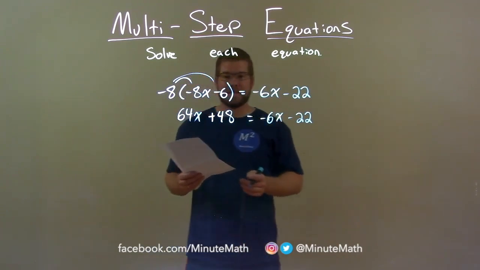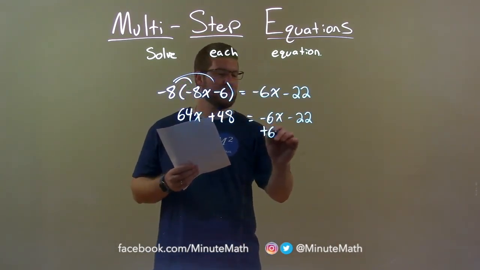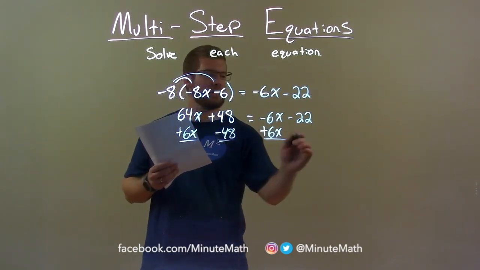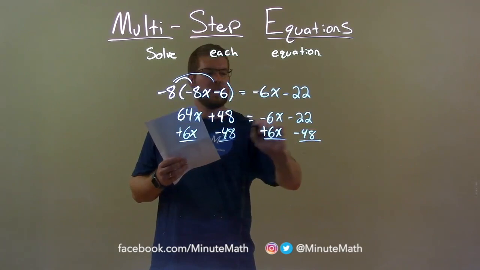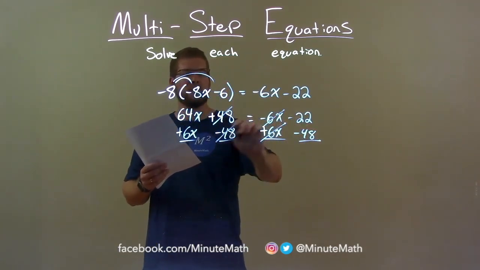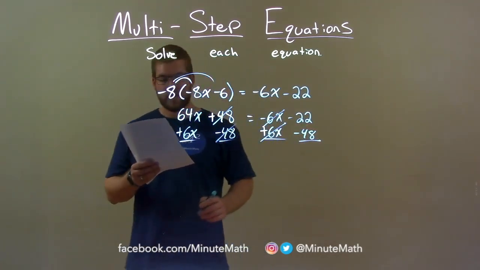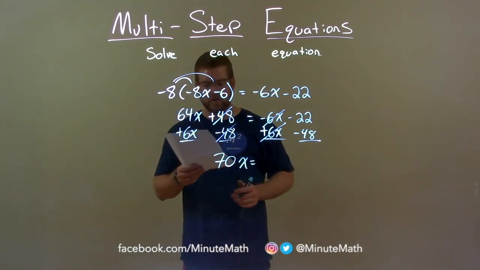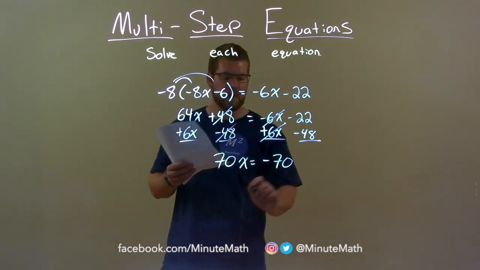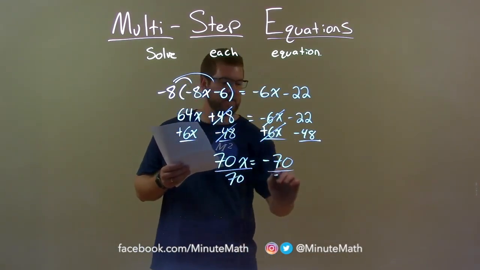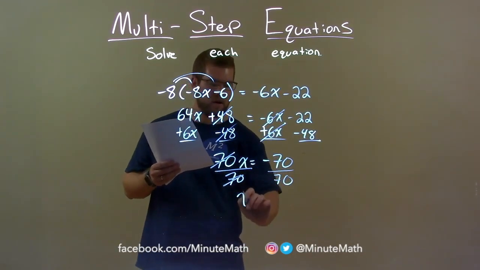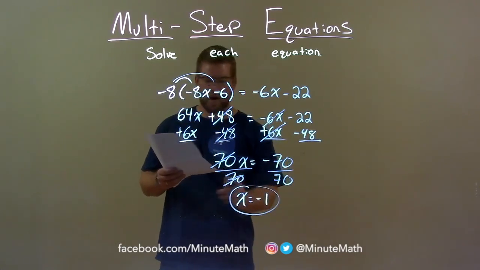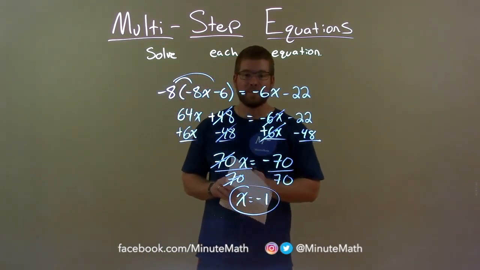Alright, I still want to get x by itself. So in doing that, I'm going to add a 6x to both sides, combine my like terms, and I'm going to subtract a 48 to both sides. The 6x's will cancel on the right, and on the left, 48's will cancel. 64x plus 6x is a 70x, and negative 22 minus 48 is a negative 70. I divide 70 to both sides. This gives me x by itself on the left, and negative 70 divided by 70 is a negative 1. And so our final answer is x equals a negative 1.